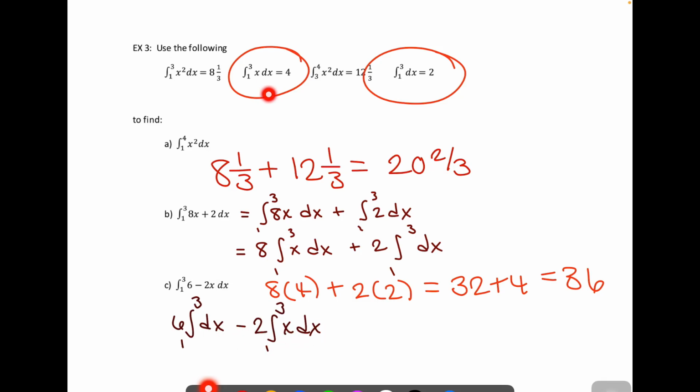And once again, at the top of the screen, I know that the integral of x dx is 4, and the integral of 1 dx is 2. So plugging those values in, 6 times 2 minus 2 times 4 simplifies down to 4.